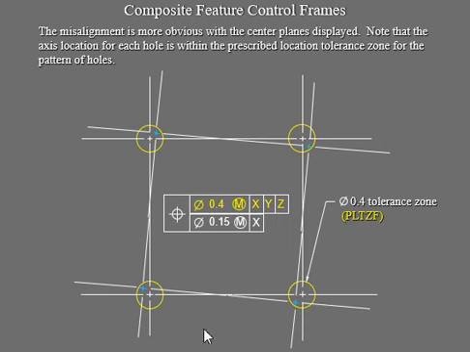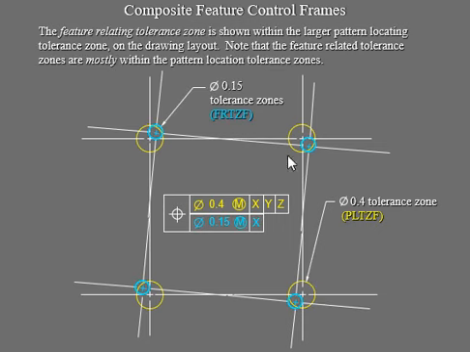So now we have a little yellow pattern. Now we have a little blue one right there for the diameter of that hole, okay. And that's only like 0.15, yeah. So when you look at the yellow zone and the blue zone, you're seeing the larger pattern locating tolerance zone on this drawing layout, okay.